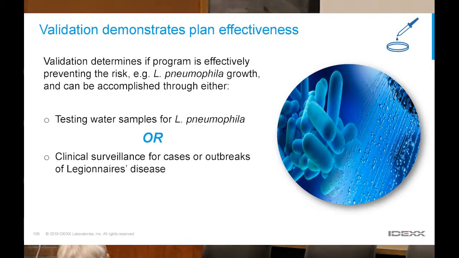There are two major ways that you can actually validate that your plan is effective. The first way is that you can do clinical surveillance. You know what clinical surveillance is, right? So if you're in a hospital or a nursing home or something like that, you would wait for a case or an outbreak of Legionella pneumonia.